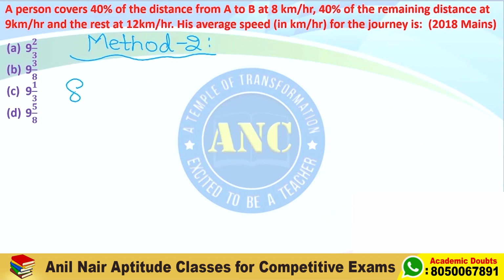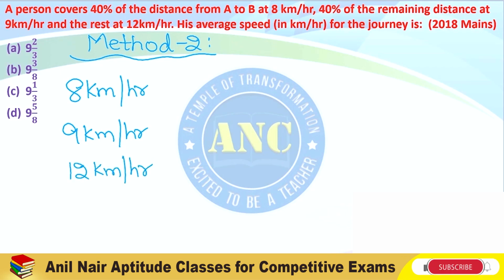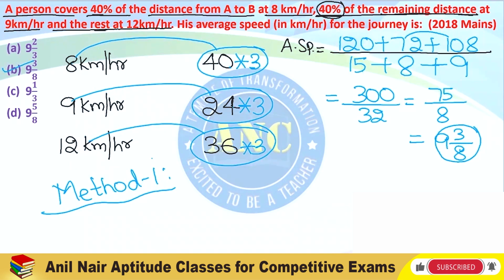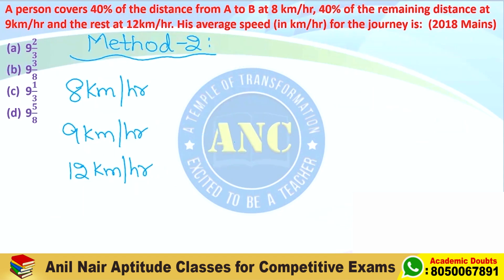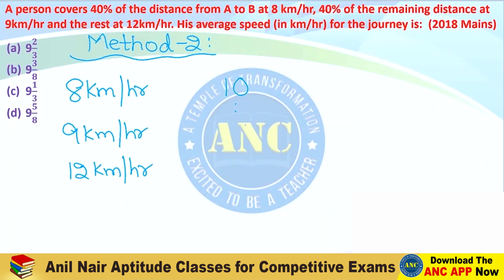Now see here. The question says 8 kilometers per hour is the first speed, and then 9 kilometers per hour is the second speed, and then the third speed is 12 kilometers per hour, right? And we know from the previous method that the distances are 40, 24 and 36. Let me not write those values once again and waste my time. 40 is 4 into 10. This is 4 into 6 is 24, sorry, not 4 into 8. And the last value is 36. So 10 is to 6 is to 9 is the distances ratio.